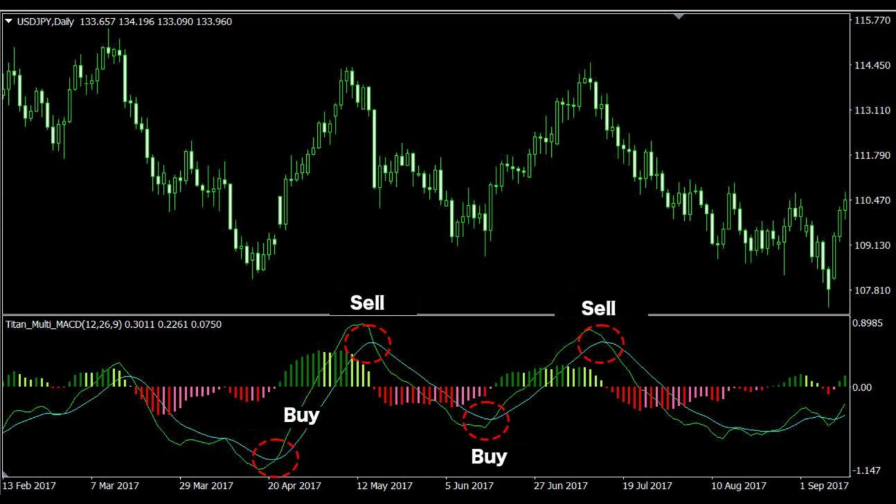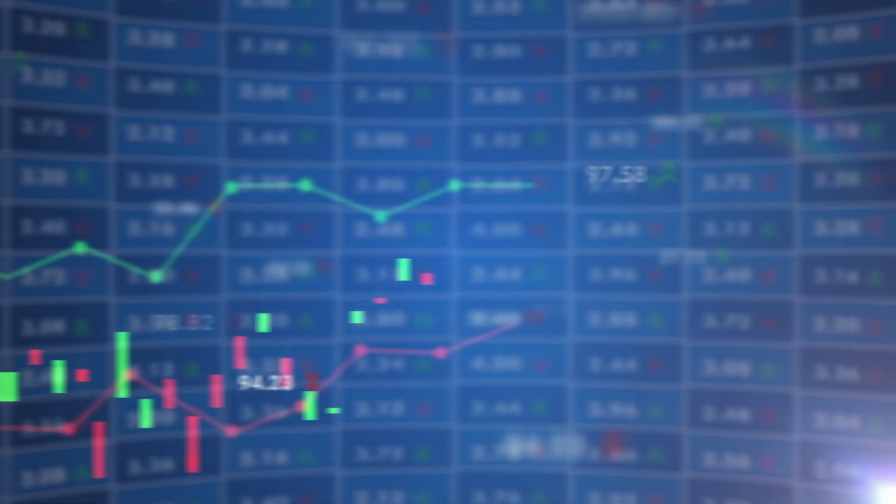Long-term timeframes, position trading. For long-term traders, the weekly or monthly charts are used to capture macro trends. The MACD on these timeframes can help identify major shifts in market sentiment, but the signals may be slower to develop. Let's now explore some advanced strategies that incorporate MACD.